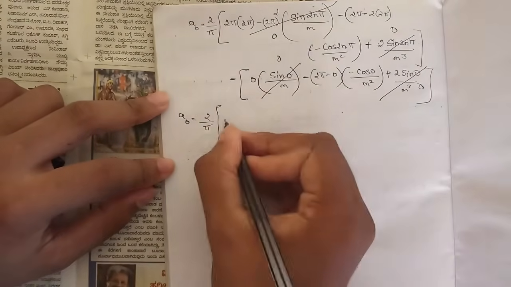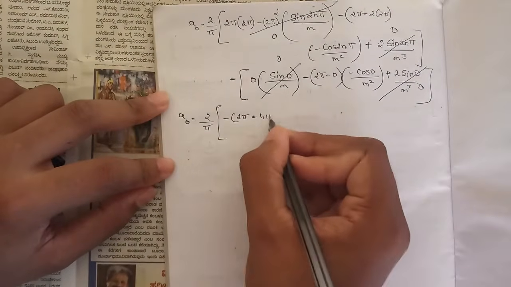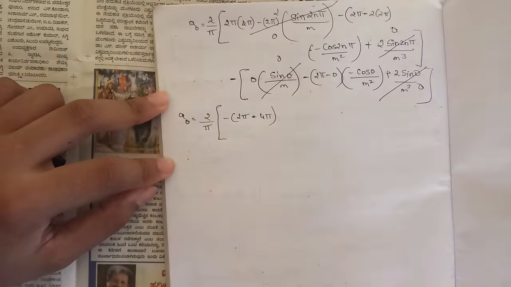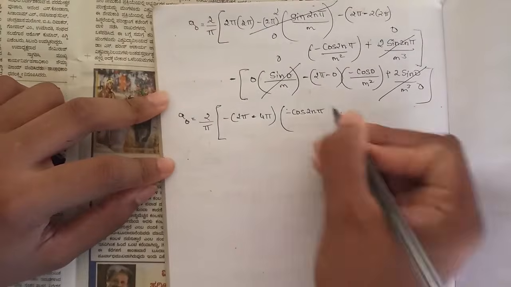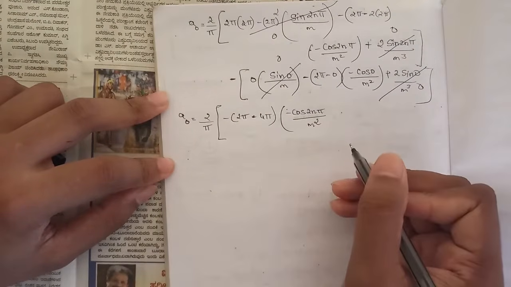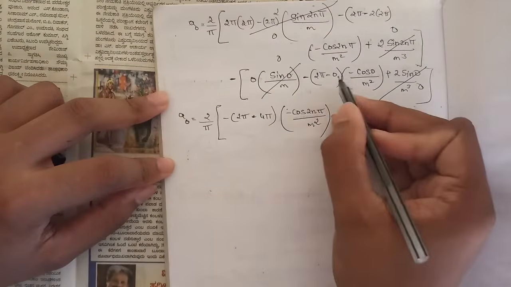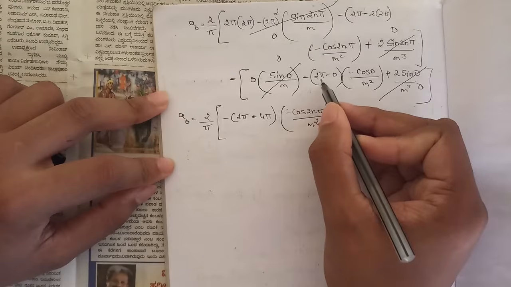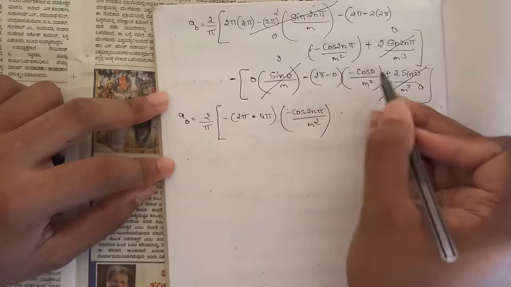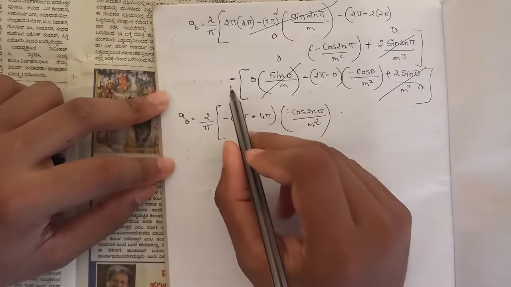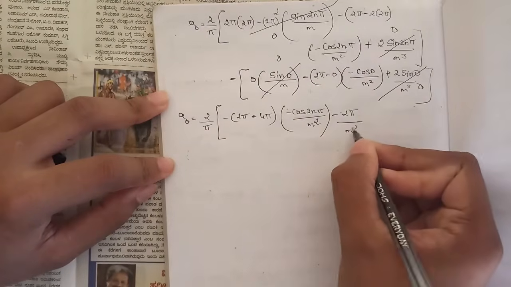That is minus 2 into 2 pi is 4 pi, minus cos 2n pi by n square. And here we can see that 2 pi minus 0 is 2 pi. It becomes minus 2 pi. Minus into minus is plus. So it becomes, and cos 0 is 1. It becomes plus 2 pi, and there is a minus sign outside. So we can write it minus 2 pi by n square.